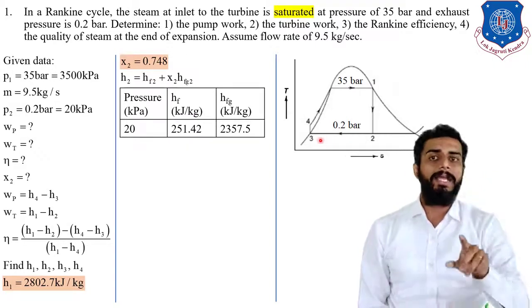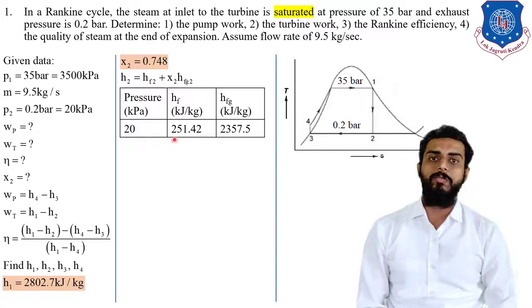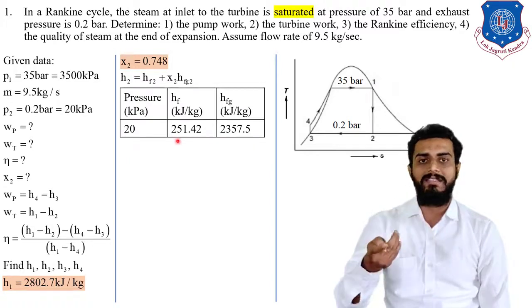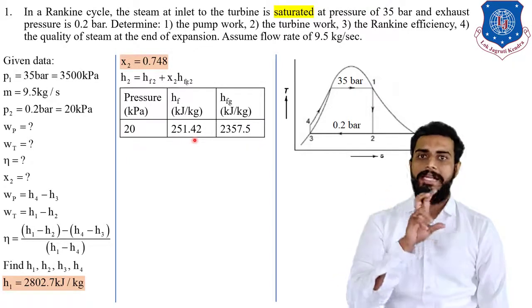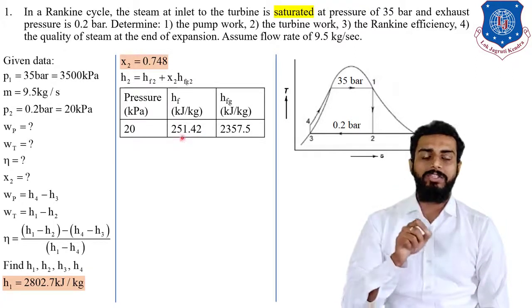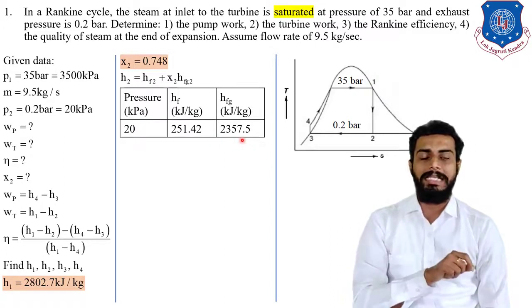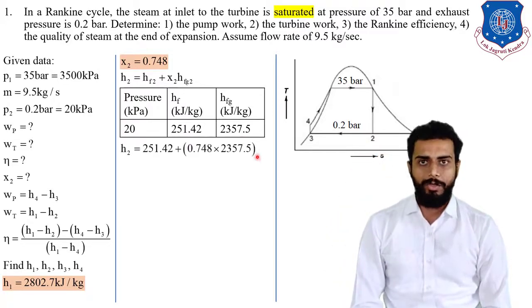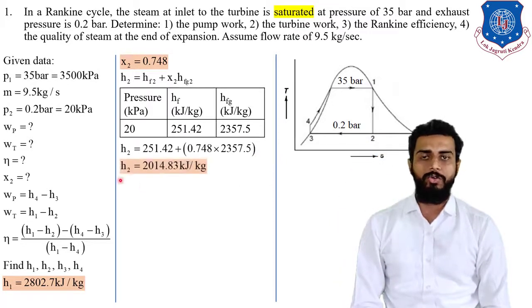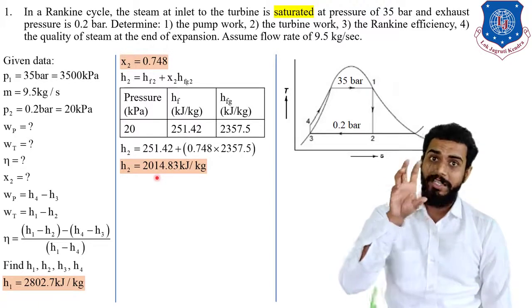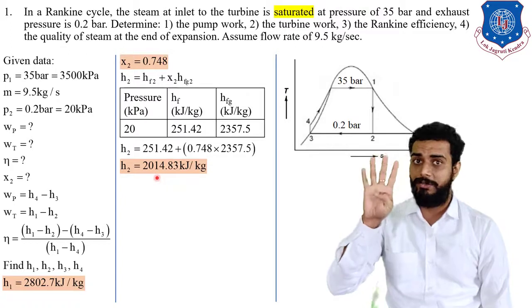Clear? So open the steam table and check the value corresponding to 0.2 bar. So here 0.2 bar is again 20 kilopascal and corresponding to 20 kilopascal, as you can see on the screen, the data is given that HF and HFG is 251.42 and 2357.5 kilojoule per kg respectively, right? So substitute these two values in the above equation, right? So if you will do so you can have the value of H2 as 2014.83 kilojoule per kg.